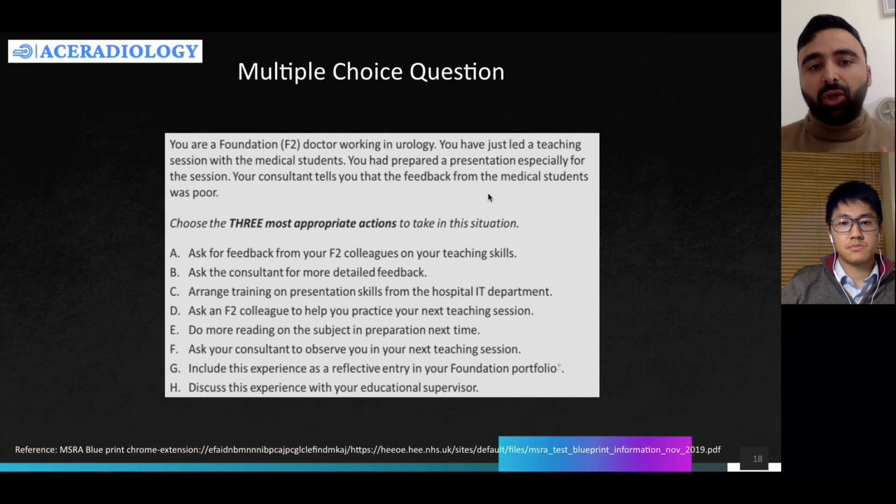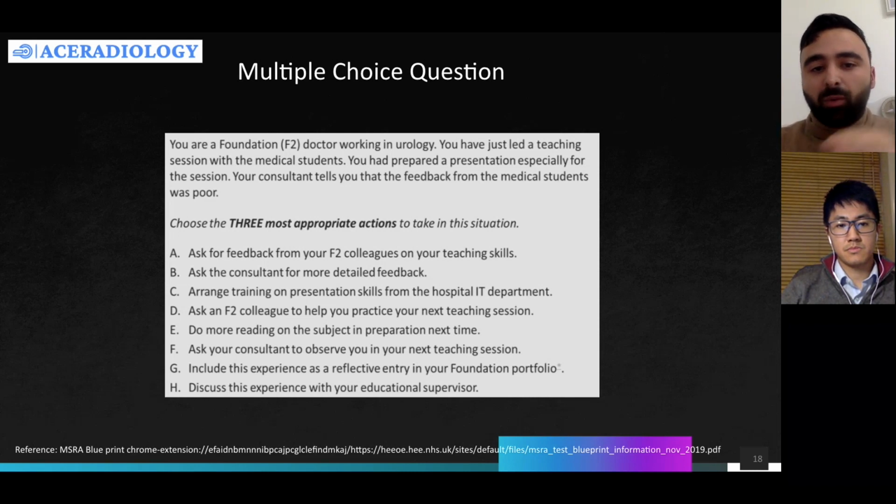If we read the question: you are a foundation F2 doctor working in urology. You have just led a teaching session with the medical students. You had prepared a presentation, especially for the session. Your consultant tells you that the feedback from medical students was poor. Read the question, very key, read the question. Choose the 3 most appropriate actions to take in this situation.